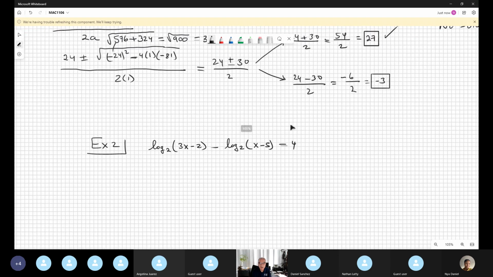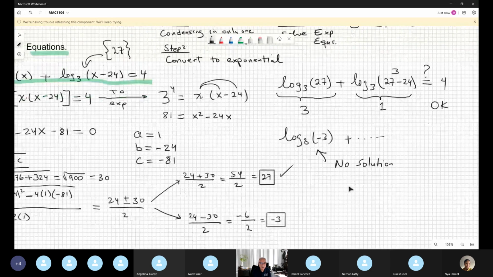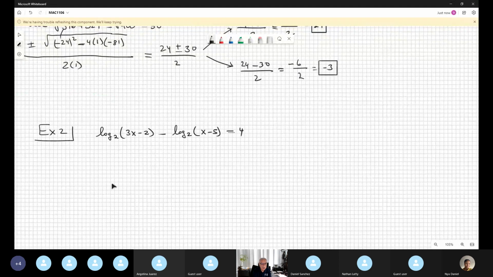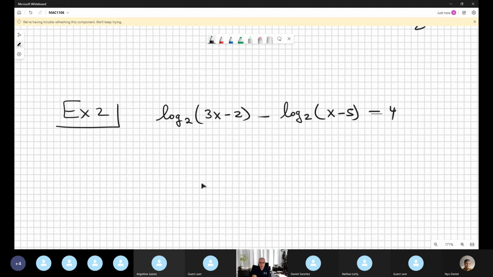Step one is always the same: condensing. So we have two logarithms, and I need to condense them into only one. And we use what property? 5, 6, or 7. Do you remember the property? Remember what we have.